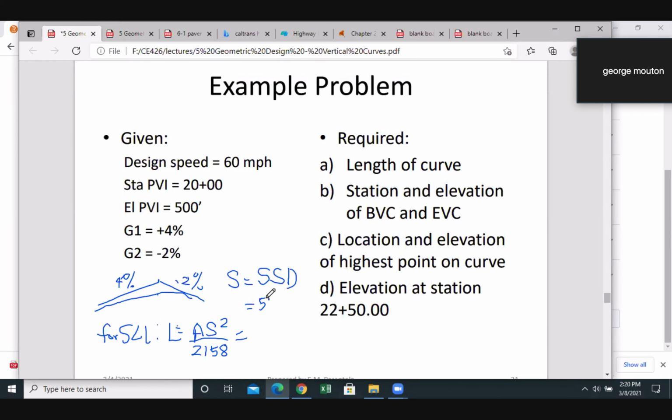The equation you used for SSD was the 1.47 times U times T plus U squared over or whatever. Yes. I can't get that 584 number.